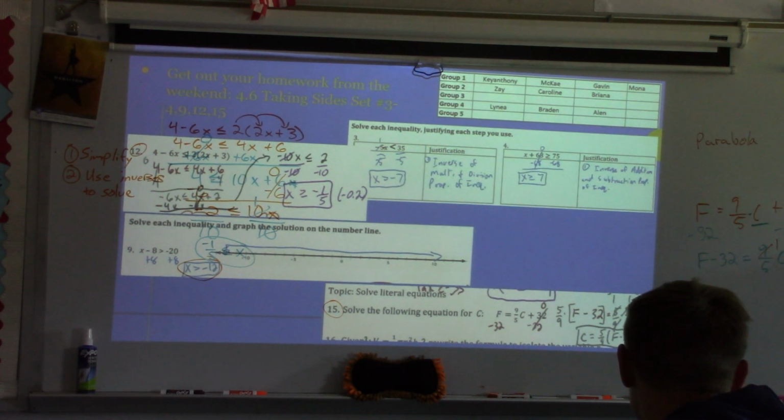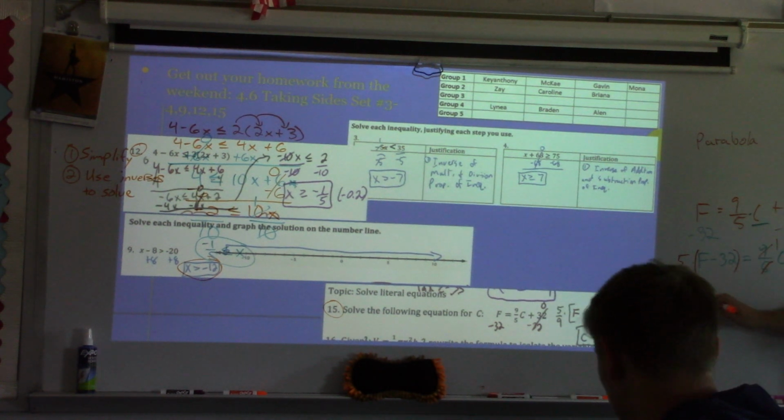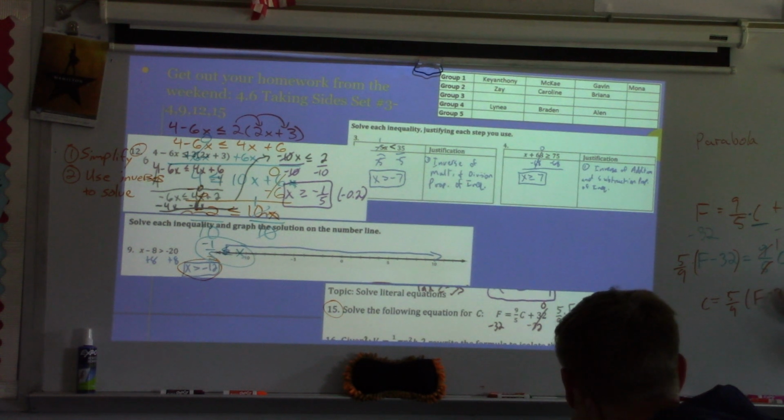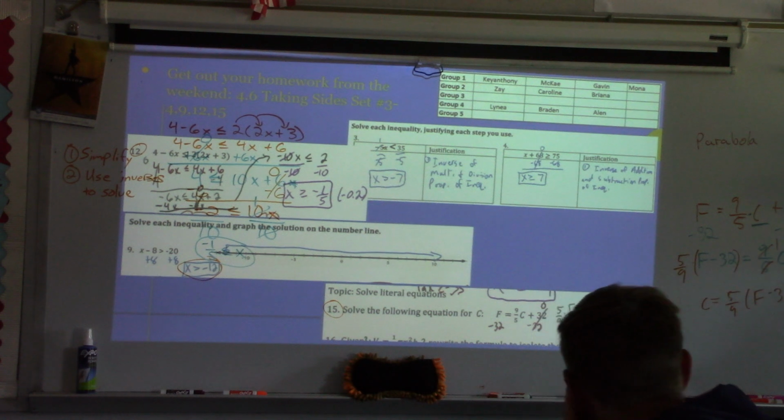1, right? 5 divided by 5, 1. And just remember it has to be done to the entire thing. So C would equal 5/9 times F minus 32. Hopefully we recognize that. That's the conversion from Fahrenheit to Celsius. We're subtracting, so if you take Fahrenheit and you subtract 32 degrees, and then multiply by 5/9, you get degrees Celsius.